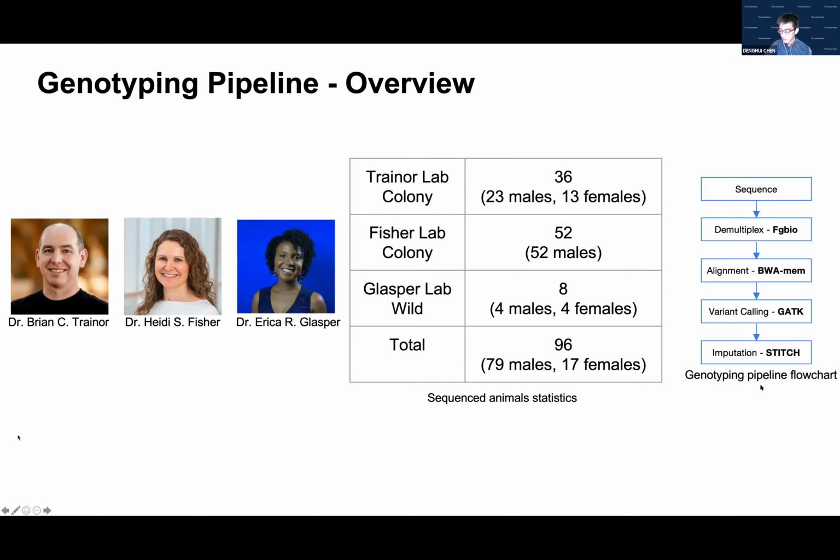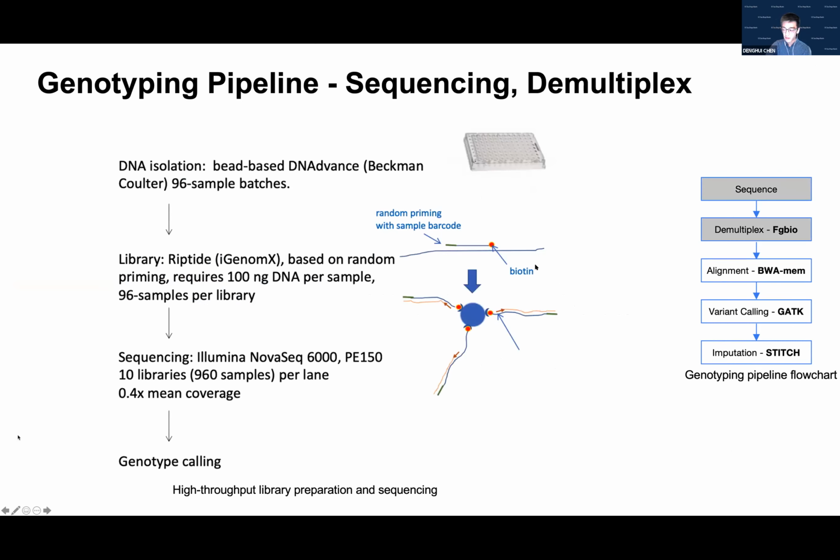On the right side is the flowchart for our genotyping pipeline. So let's jump right in. There are four main steps. The first one is the sequencing and the demultiplexing.